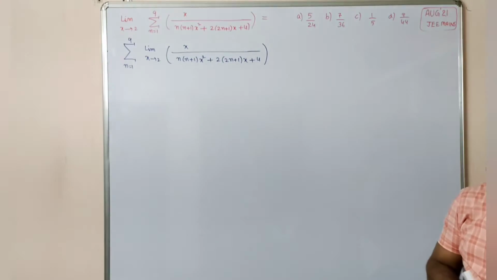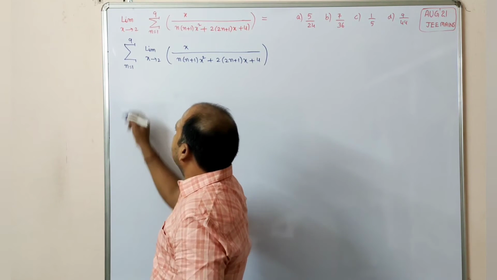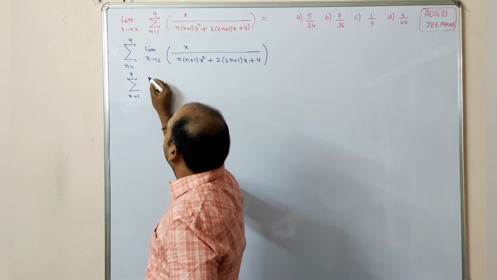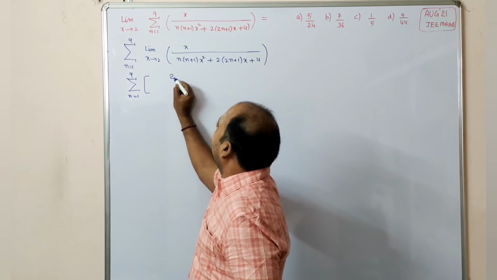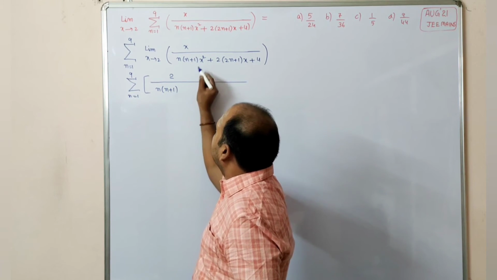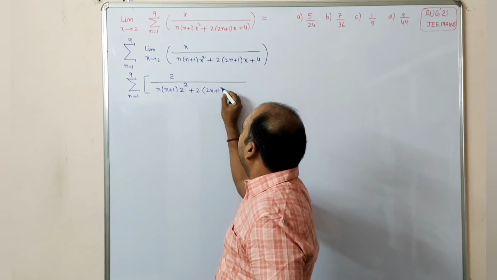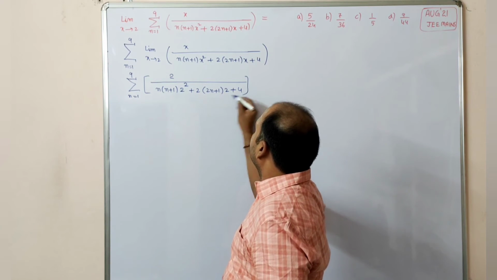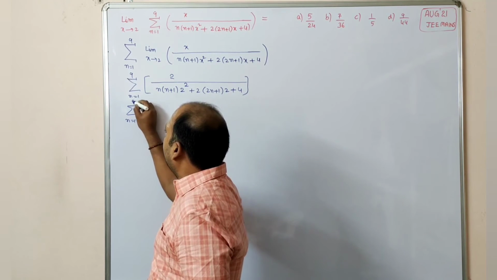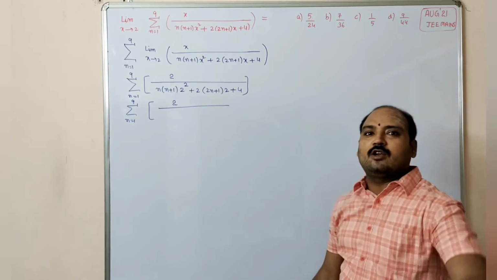Wherever x is there, you have to replace with 2. So it becomes limit, sigma n is equal to 1 to 9, 2 divided by n into n plus 1 into x square, that means 2 square, plus 2 into 2n plus 1 into 2 plus 4. Now simplification. Sigma n is equal to 1 to 9, 2 divided by, in the numerator 2 is there, no? I am also taking common 2 from here.